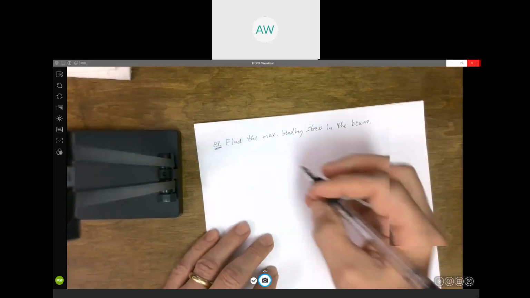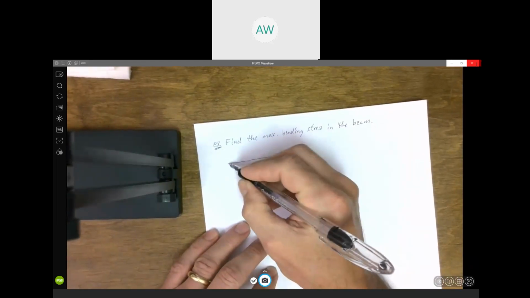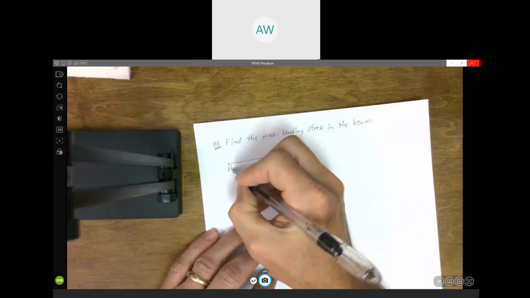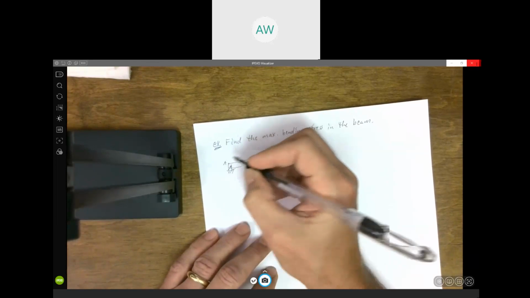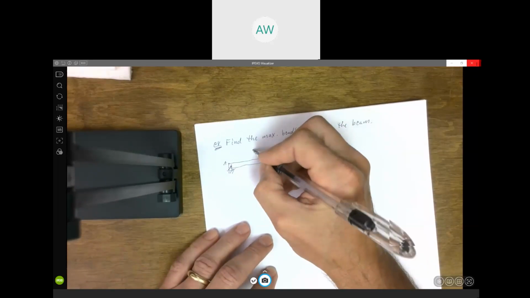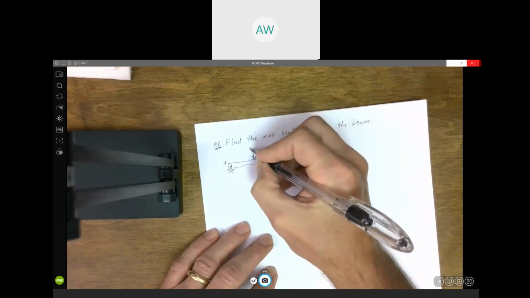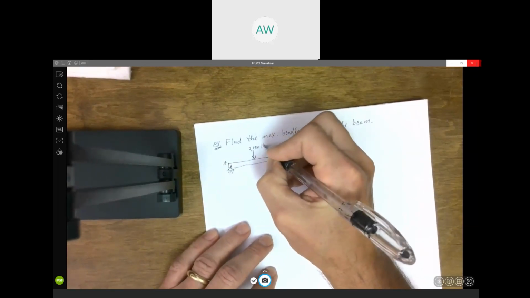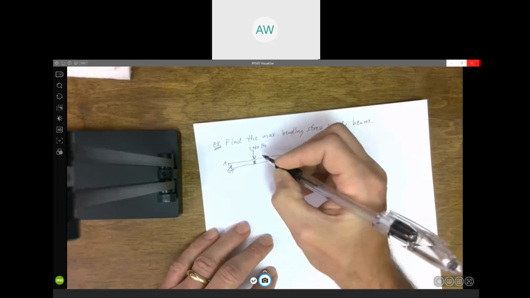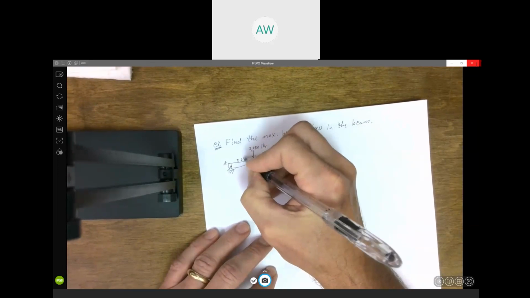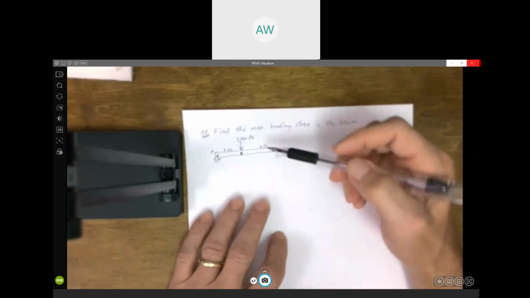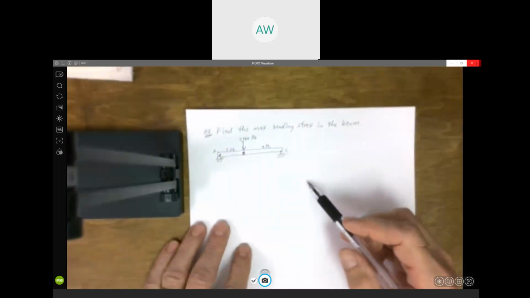All right, but this time we're actually given not just the cross section and what moment's acting on it, we're actually given the beam and the loading. So we got a pin support at this end, a roller here at this end, and a force of looks like 2,000 pounds acting here at B. This is 3 feet. This is 9 feet. So we got a simply supported beam, right?